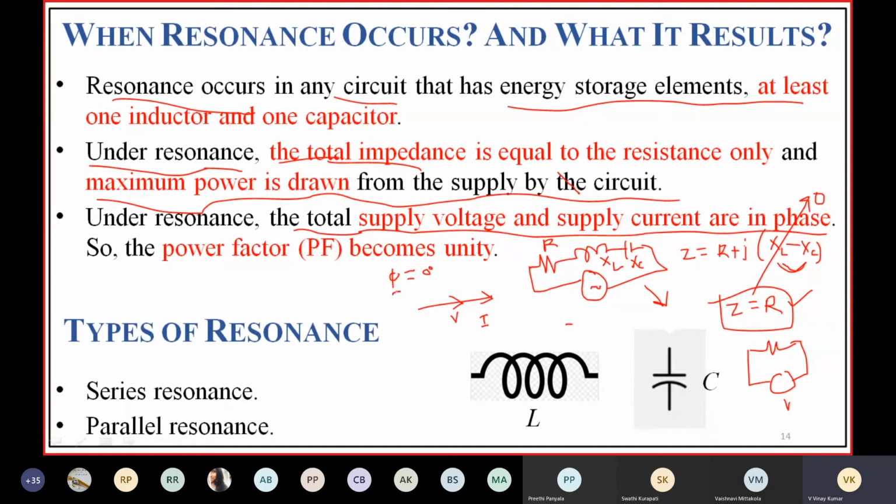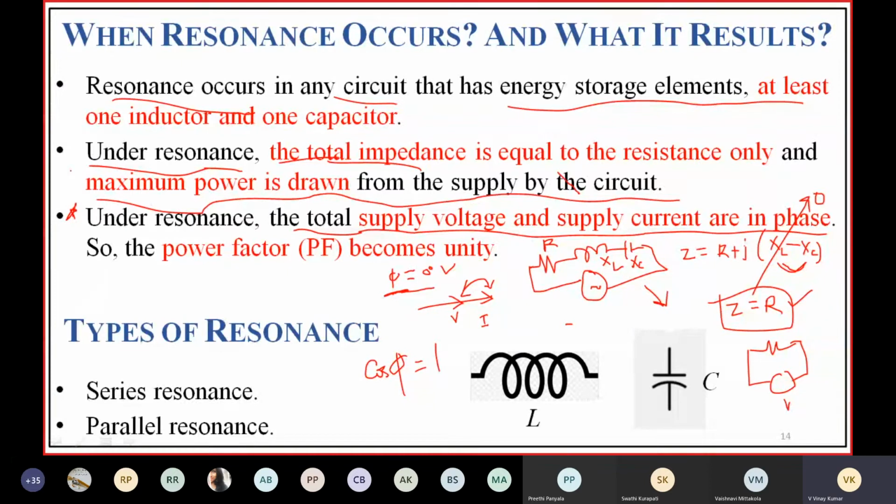What is meant by phase angle? It is the angle between voltage and current. If phi is equal to 0 degrees, when voltage and current are in phase, then the phase angle must be equal to 0. When the phase angle is 0, what is the power factor cos phi? Cos phi is equal to 1. So the point to be noted here is, at resonance, the circuit power factor is equal to unity.